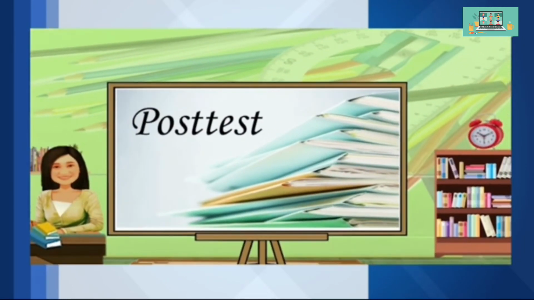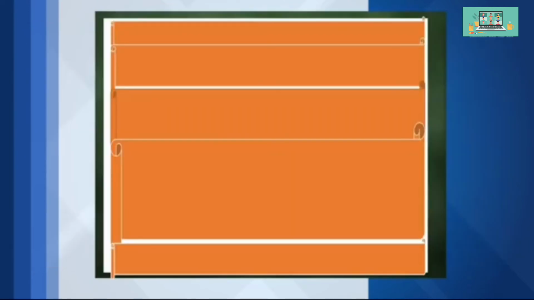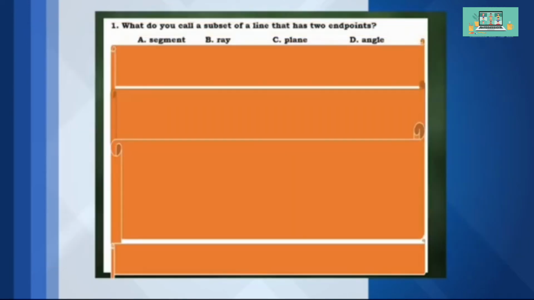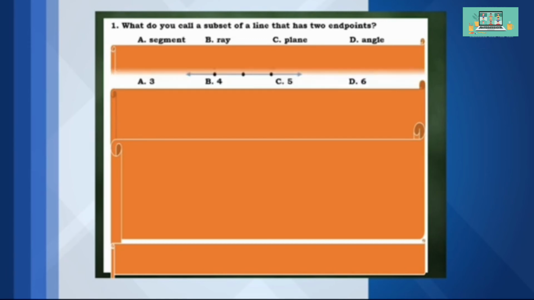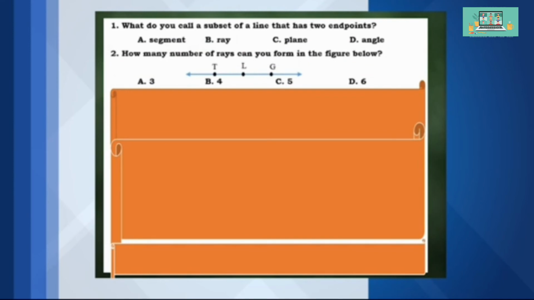Let's help us post this. Number 1. What do you call a subset of a line that has two endpoints? A. Segment. B. Ray. C. Plane. D. Angle.